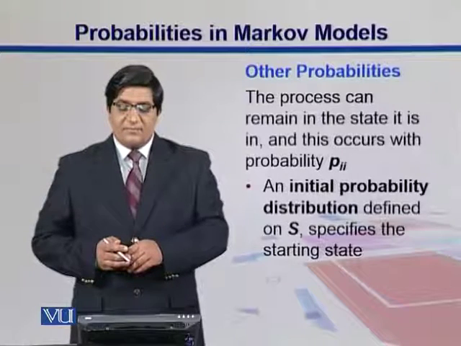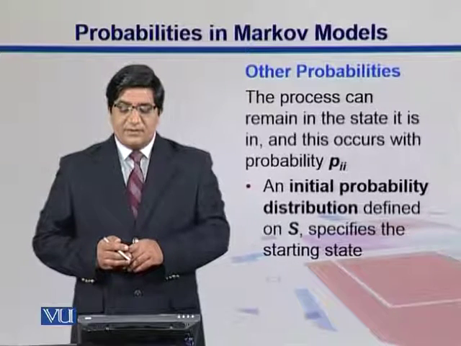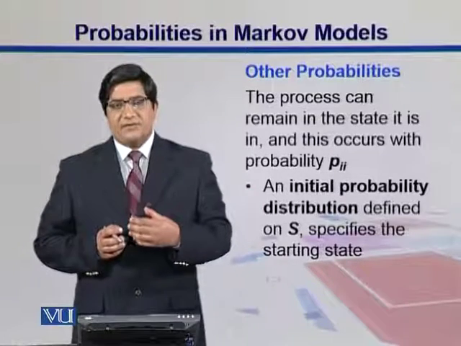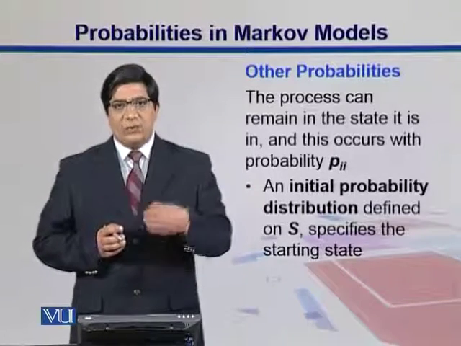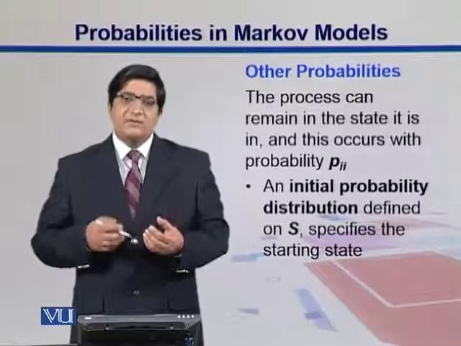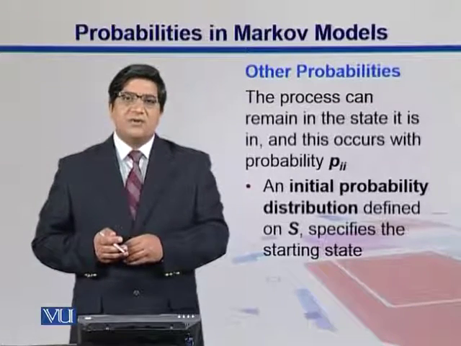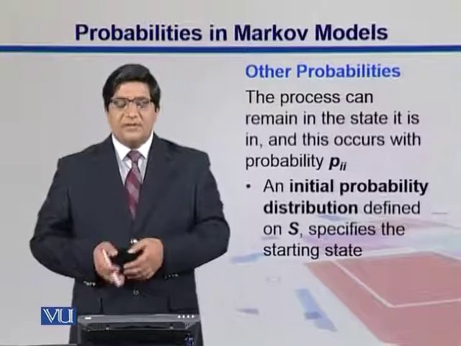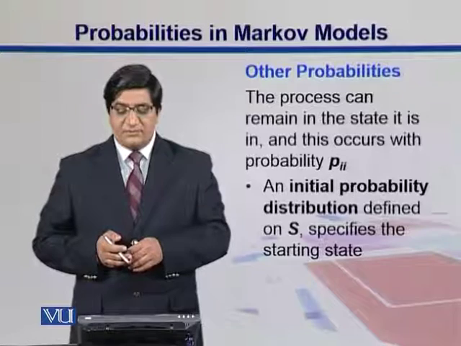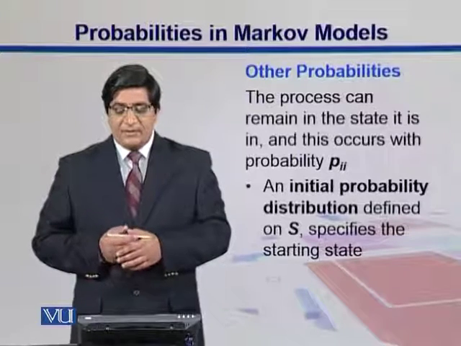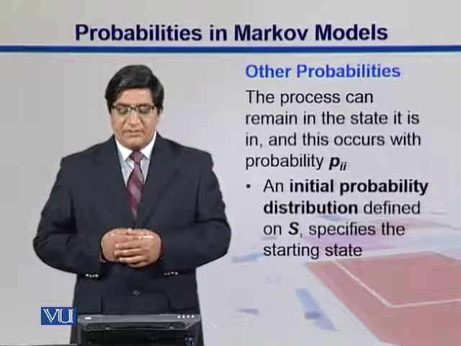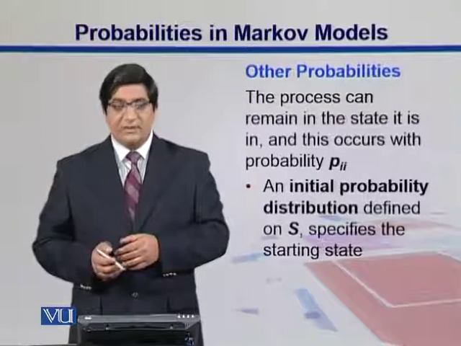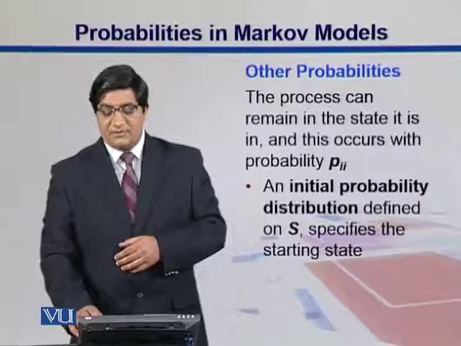The process can remain in one state, and it occurs with the probability of Pii. Sometimes, say for example, we switch to this loaded die, and we stay there, right? So we keep on using that loaded die for some time. How many times you stay within that state, that is your Pii. Sometimes we draw an initial probability distribution that specifies the starting state, so from where you have started your experiment.